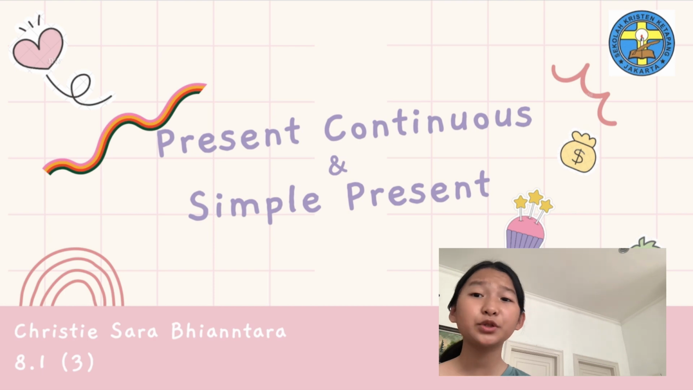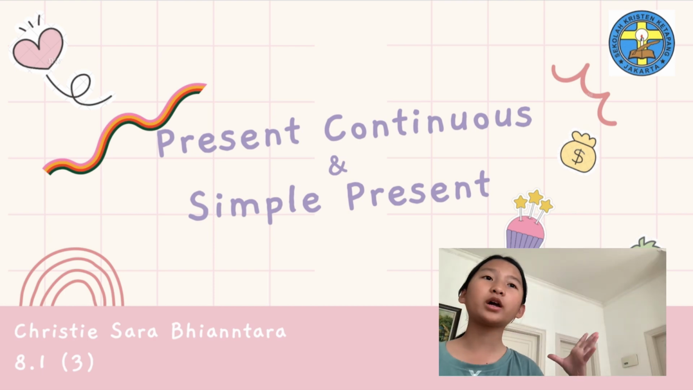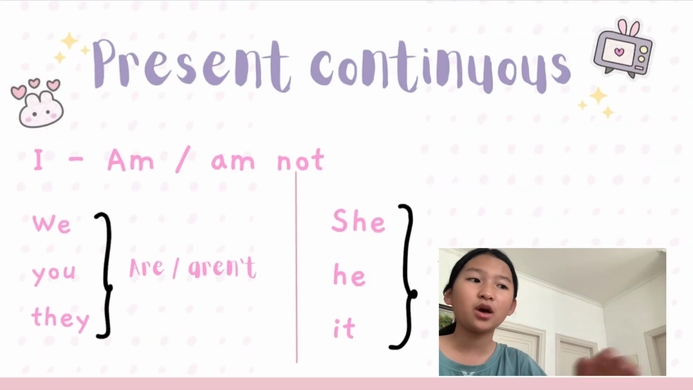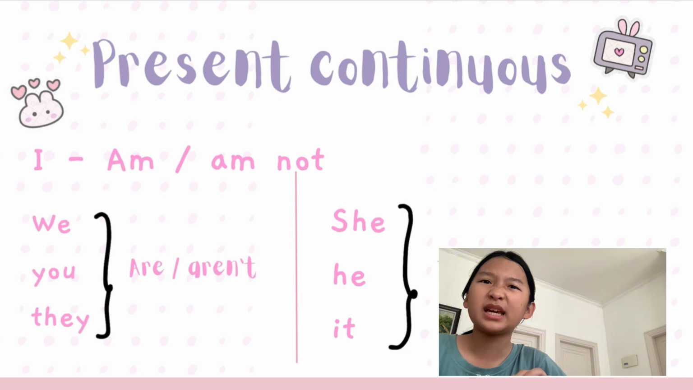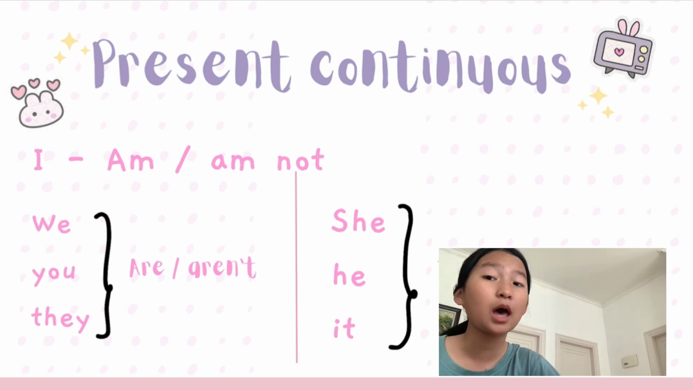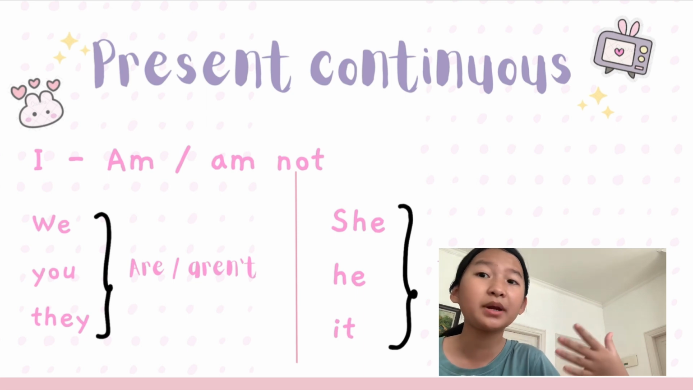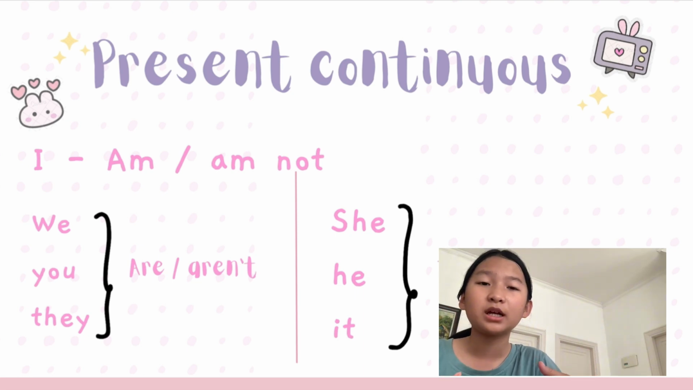So today I want to tell you about present continuous and simple present. The first one is present continuous. Present continuous indicates that an action or condition is happening now, like what you are doing right now. For example, I am talking to you right now.